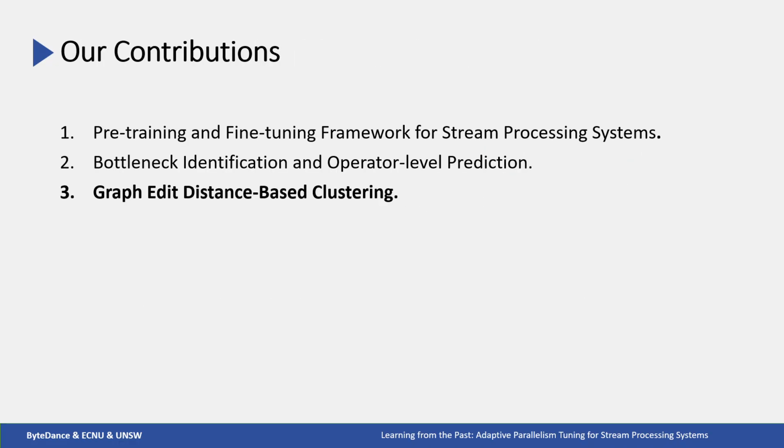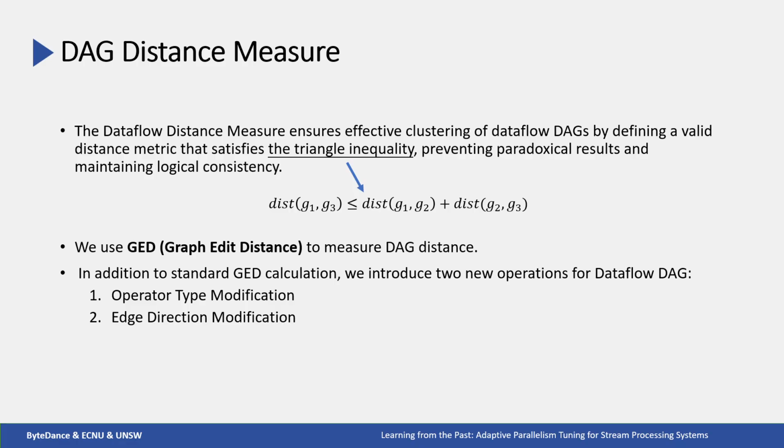Next, we introduce the graph edit distance-based clustering part. In StreamTune 2, we use graph edit distance as the similarity measure to cluster data flow DAGs. GED calculates the minimal number of edit operations, such as adding, removing, or modifying nodes and edges, required to transform one graph into another. To tailor GED for data flow DAGs, we introduced two additional edit operations specific to stream processing: operator type modification and edge direction modification.